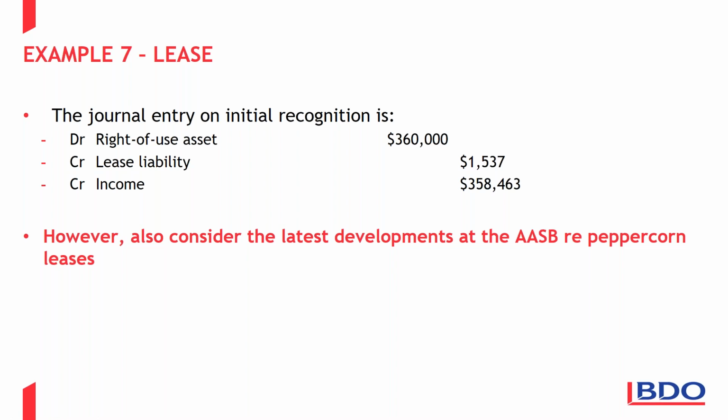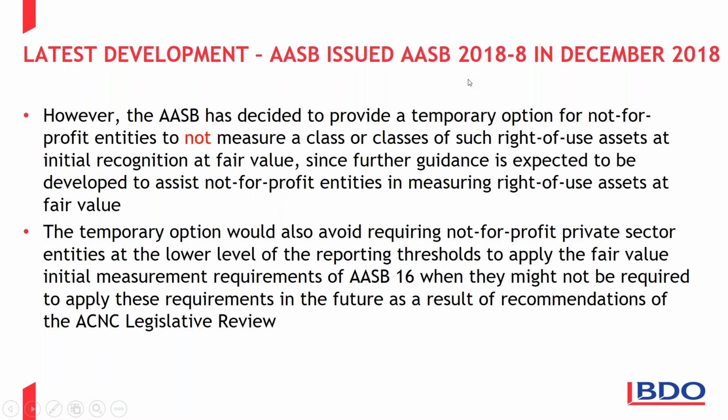How do you actually work out the 360,000? This valuation issue of working out the 360,000 itself has presented problems to the industry. And as a result, the most recent development from the AASB is a deferral or temporary option to not actually measure the right of use asset at fair value.